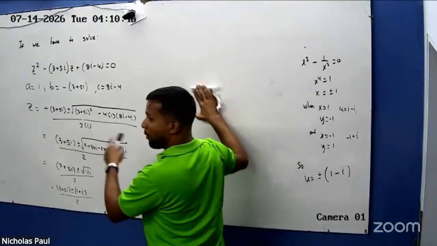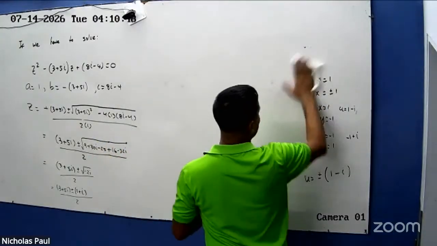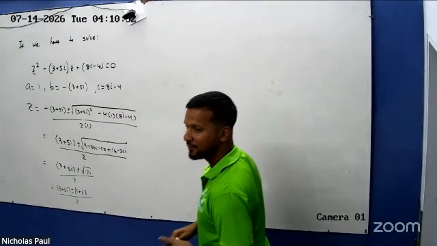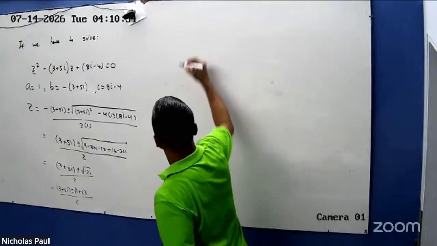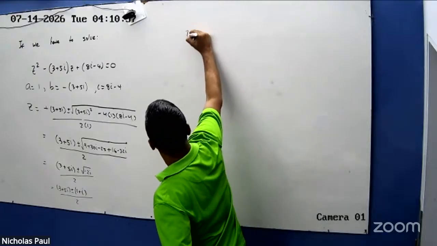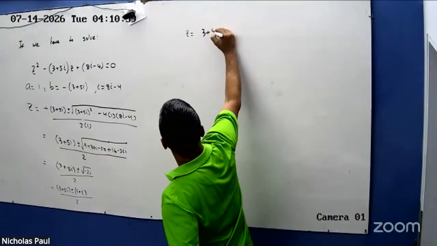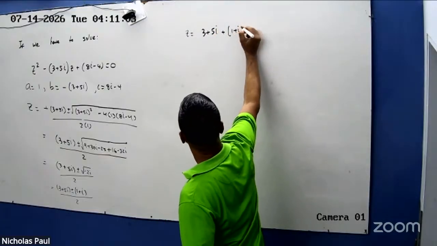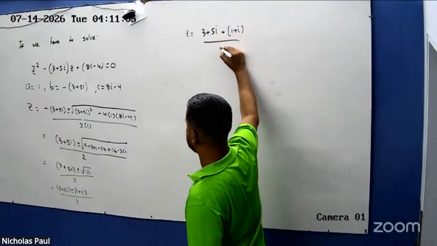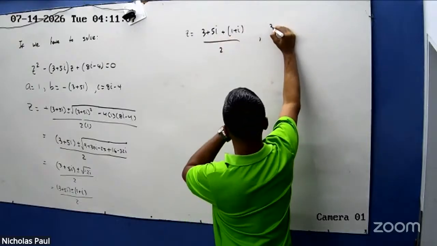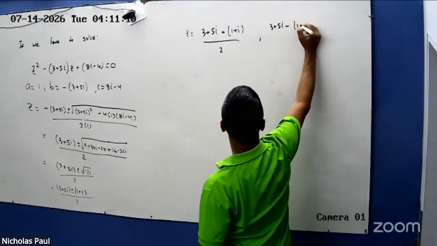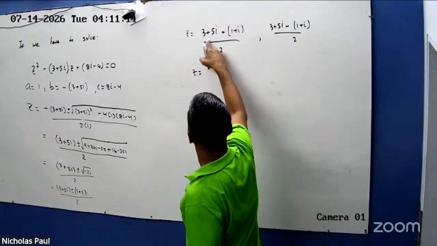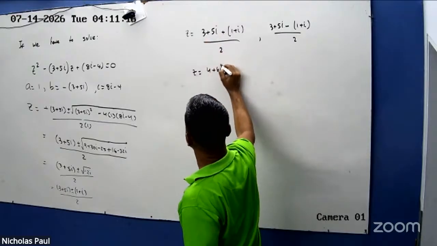No, I said one more. Two more, I said. Right, so it's 3 plus 5i. You are not done yet, you gotta work out this. Three and one is 4 plus 6i over 2.